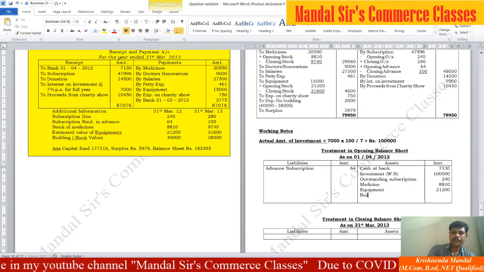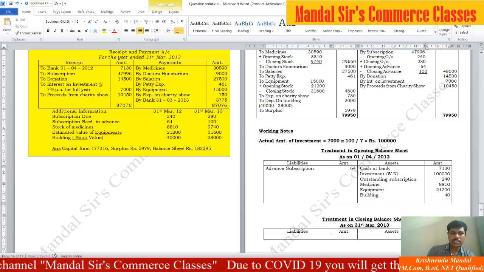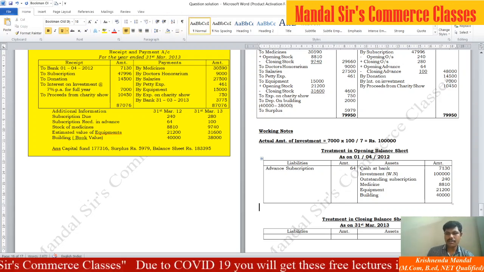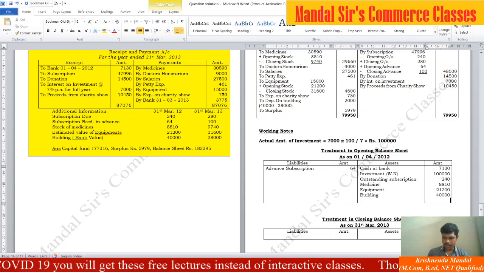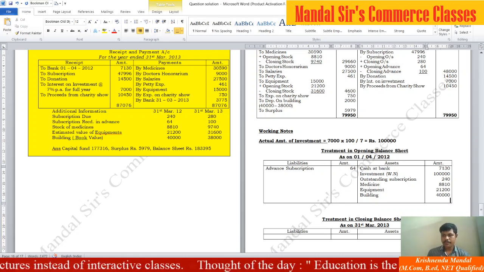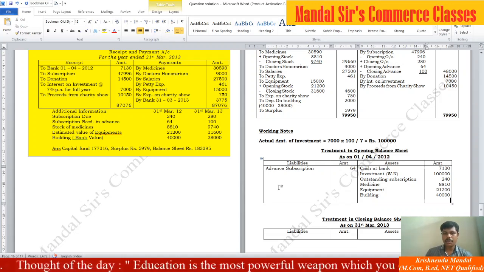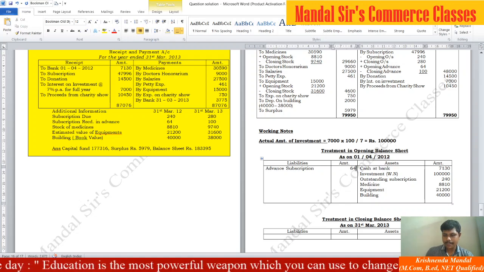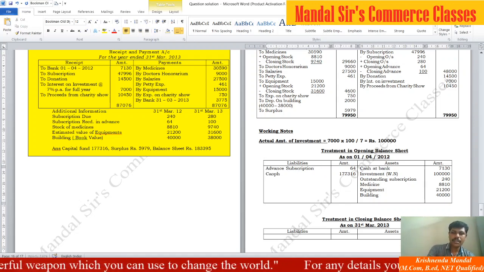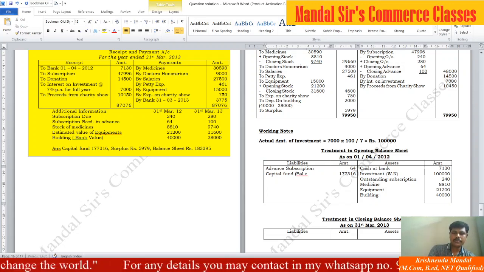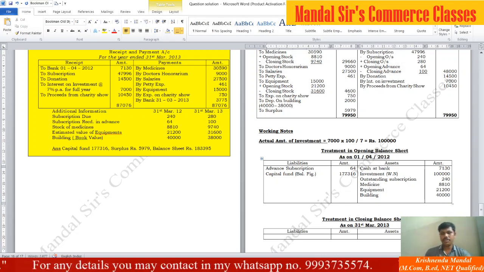So right over here, building. What is the amount of building? That is 40,000. After this, we have to calculate the capital fund. So 7130 plus 1 lakh plus 240 plus 8810 plus 21,200 plus 40,000 minus 64. The amount of the capital fund appears as rupees 177,316. So right over here, capital fund, and this is a balancing figure, as I already told you.